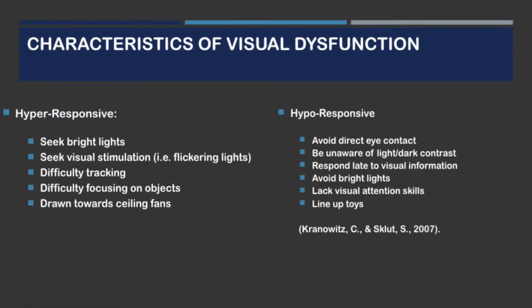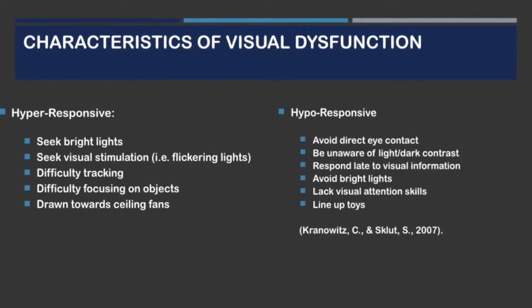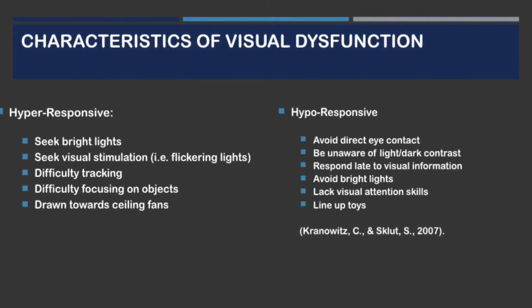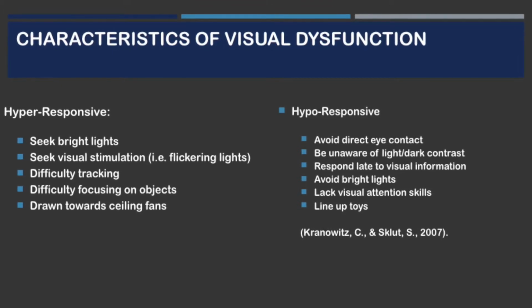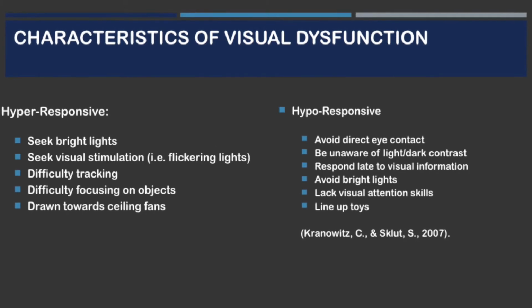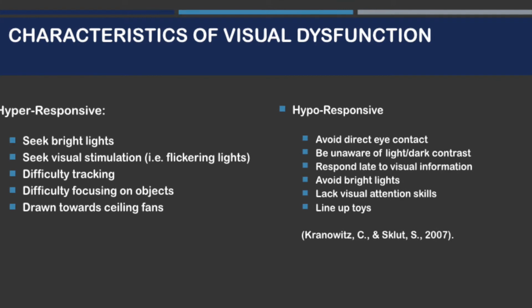Characteristics of visual dysfunction include students that are hyper-responsive will seek bright lights, seek visual stimulation, such as flickering the lights on and off, have difficulty visually tracking, difficulty focusing on objects, and are drawn towards ceiling fans.